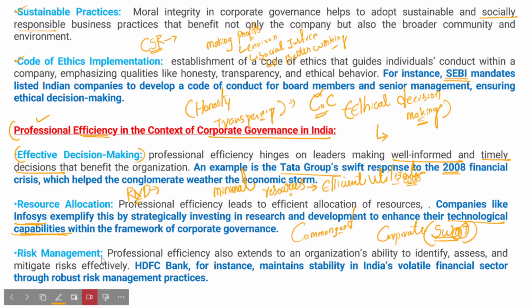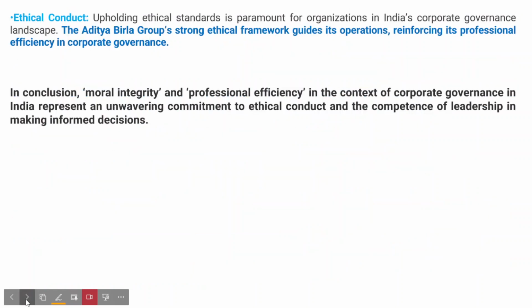For example, HDFC Bank was able to maintain financial stability despite the volatile financial sector. So why was it able to maintain the stability? Because of its robust risk management. Its robust risk management practices have enabled HDFC Bank to maintain the stability. Okay, so this is how you have to give examples in each and every point, so that it further enriches your overall content.